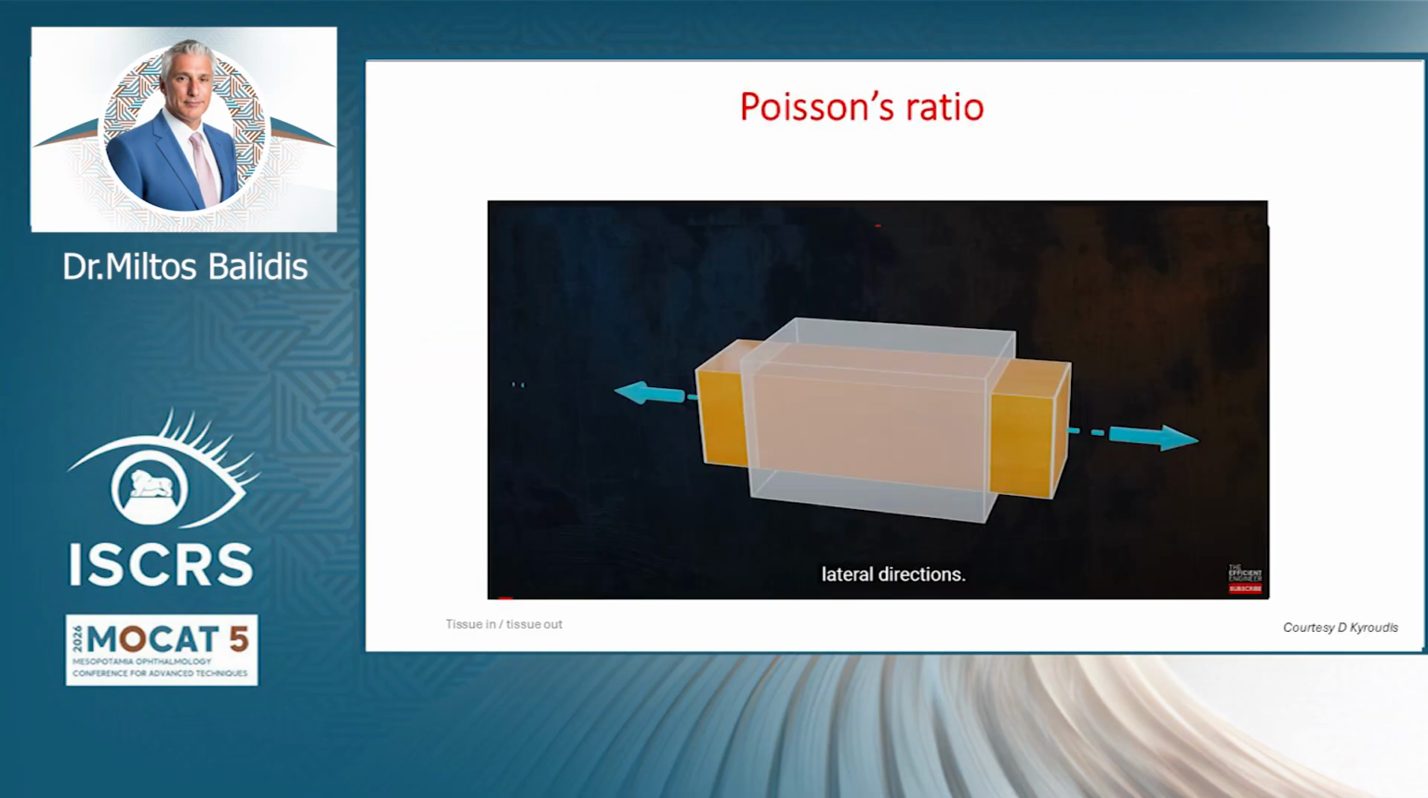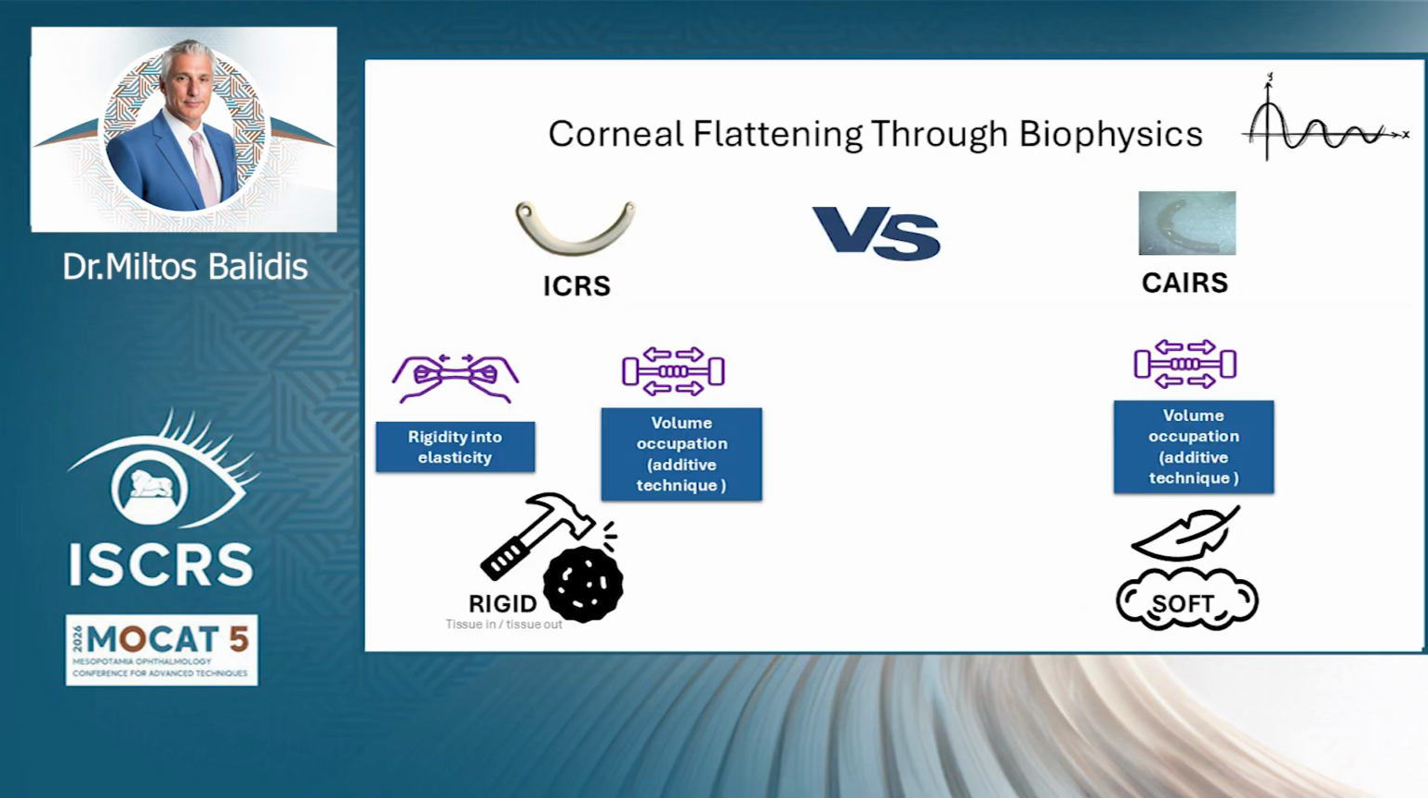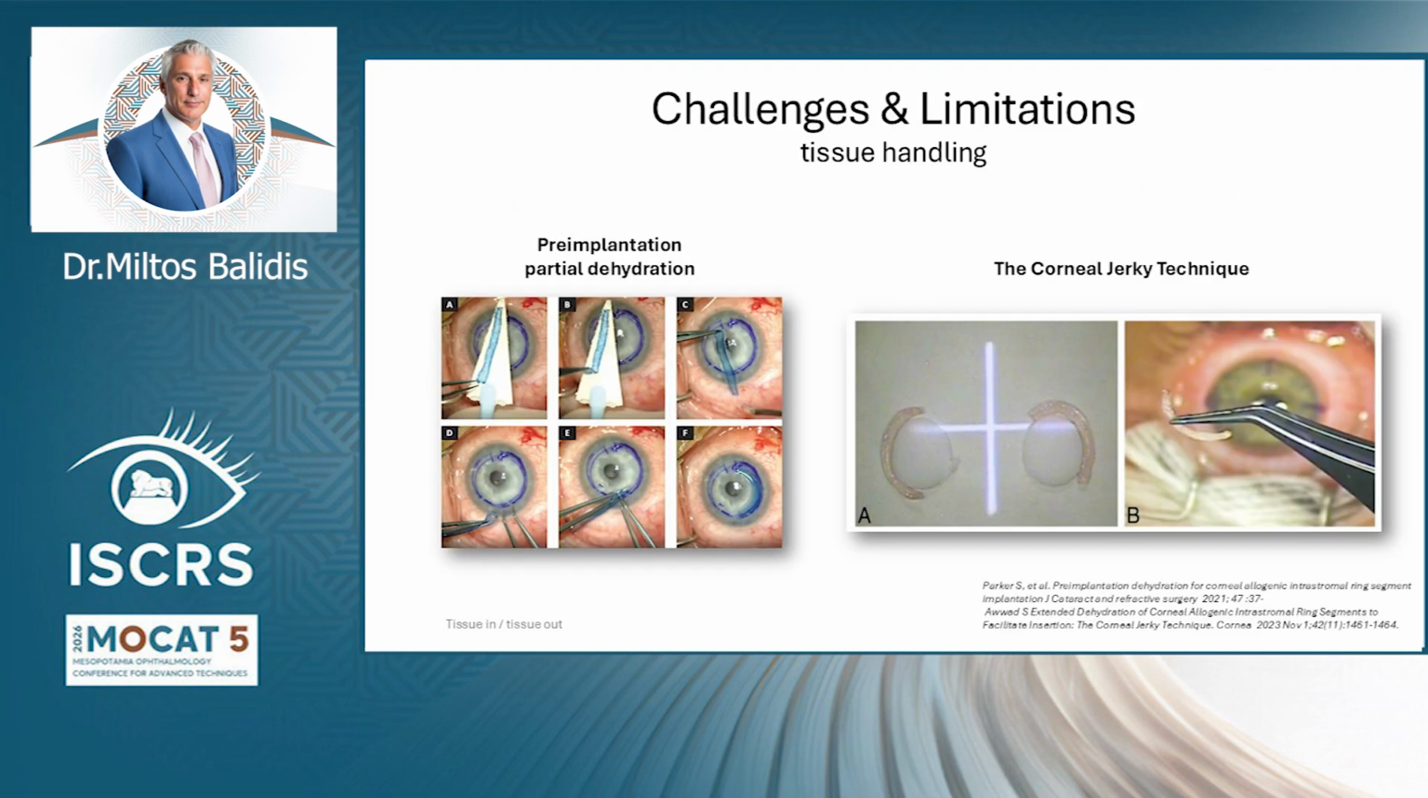And this is the Poisson ratio, to make you understand exactly what happens. Corneal flattening happens through biophysics. As you can understand, the rigid one will flatten in a more programmed way, rather than the softer one, where we don't exactly know what the effect would be. And these are the challenges. The other challenge is that we have different nomograms. Most of the nomograms came from the rings. We don't have at the moment reliable nomograms for the CARES. This is another challenge. Shadi probably will help us with that.